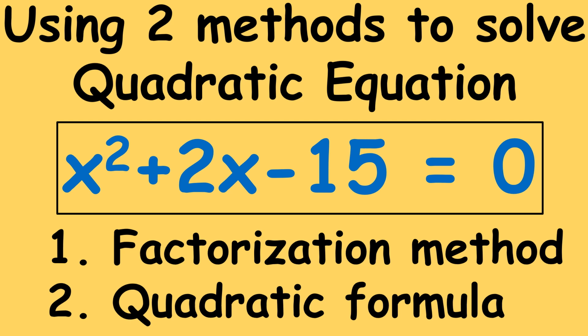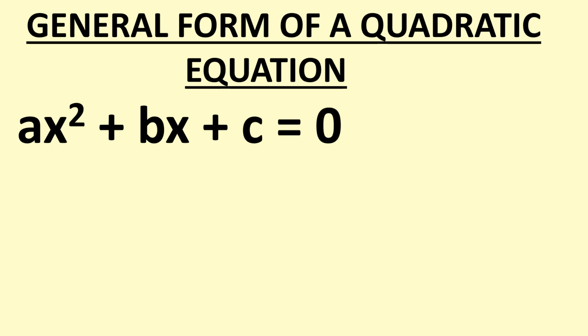There are several methods of finding solutions to quadratic equations, including completing the square, the quadratic formula, graphical methods, factorization, among others. So generally, we'll be looking at the general form of a quadratic equation, which is ax squared plus bx plus c is equal to 0.